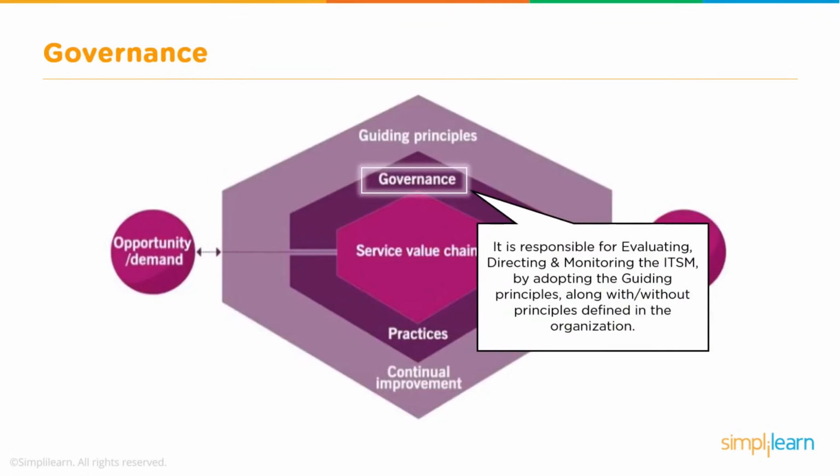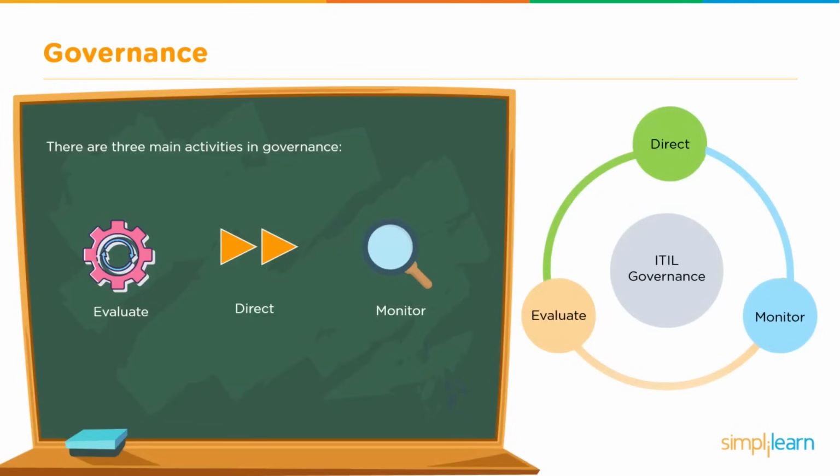Next component of the service value system is governance. Governance is responsible for evaluating, directing, and monitoring the IT service management by adopting the guiding principles defined in the ITIL 4 framework. It may also demonstrate these principles, considering the principles which are defined in the organization. So this involves three main activities: evaluate, direct, and monitor.